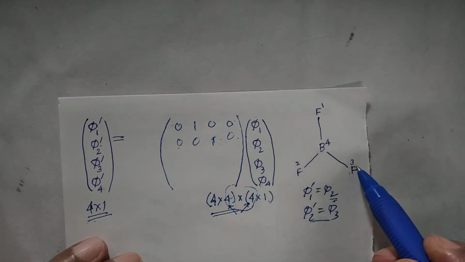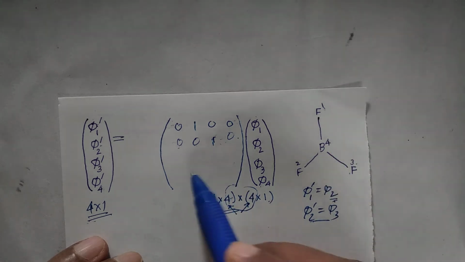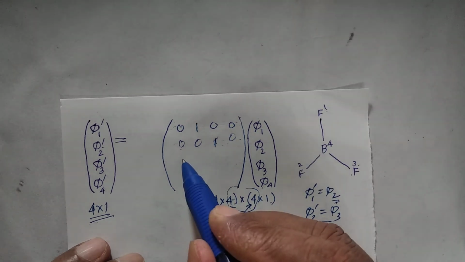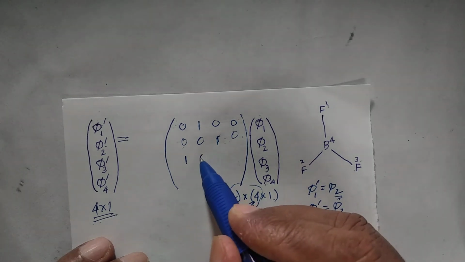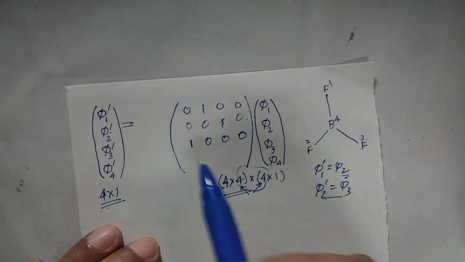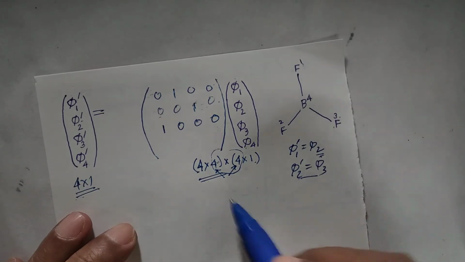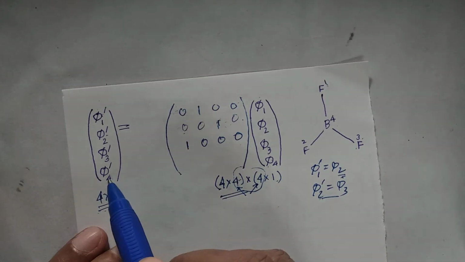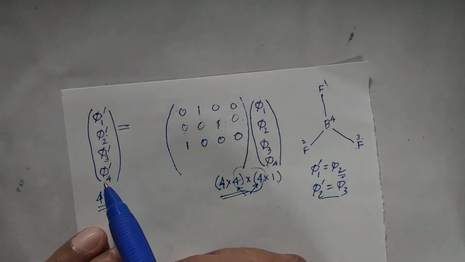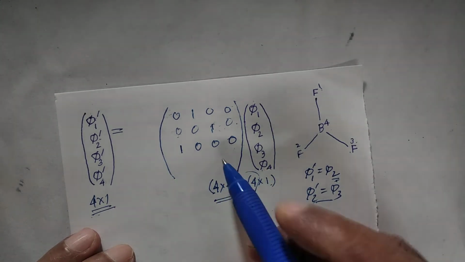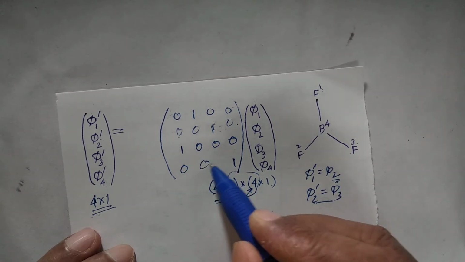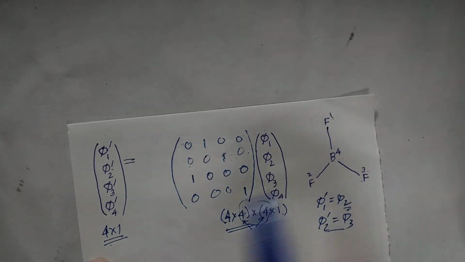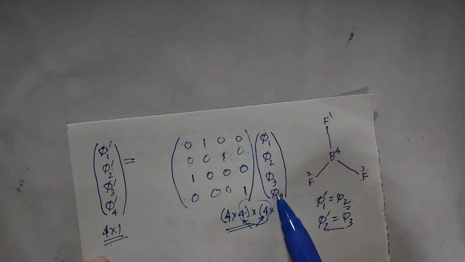Similarly, phi3 primed is phi1. So the third row will contain 1 at the first column, and the other columns will be 0. Similarly, what is phi4? Phi4 primed is equal to phi4. So we need phi4 here. Therefore, the fourth position should be 1, and the other positions will be 0. If we multiply this row by this column, we will get phi4. Phi4 primed will be equal to phi4.